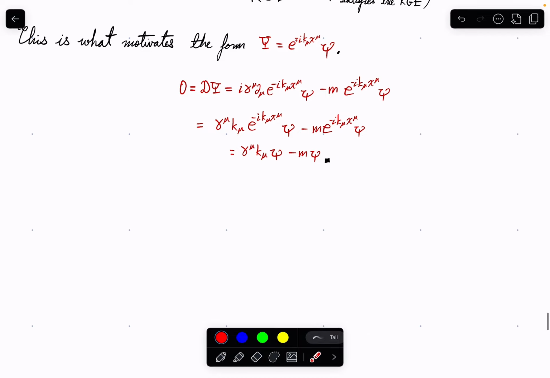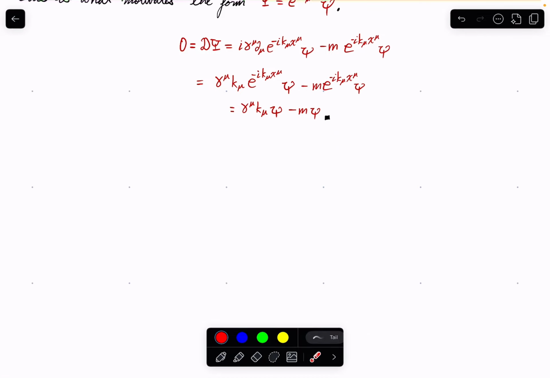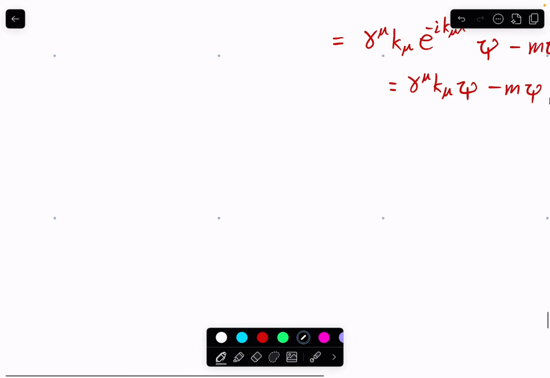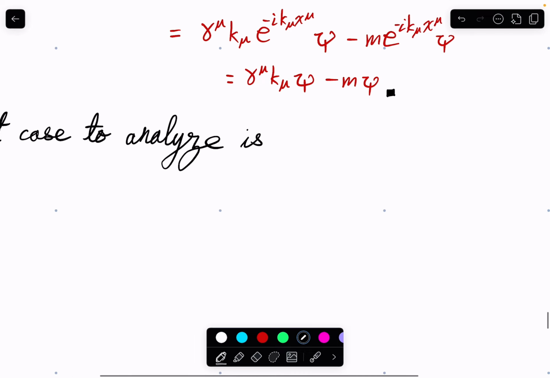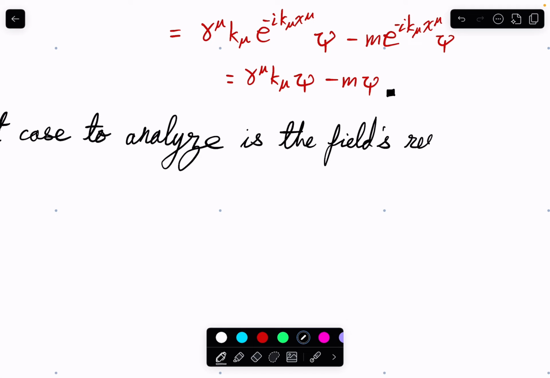So the easiest case to analyze is the field's rest frame.